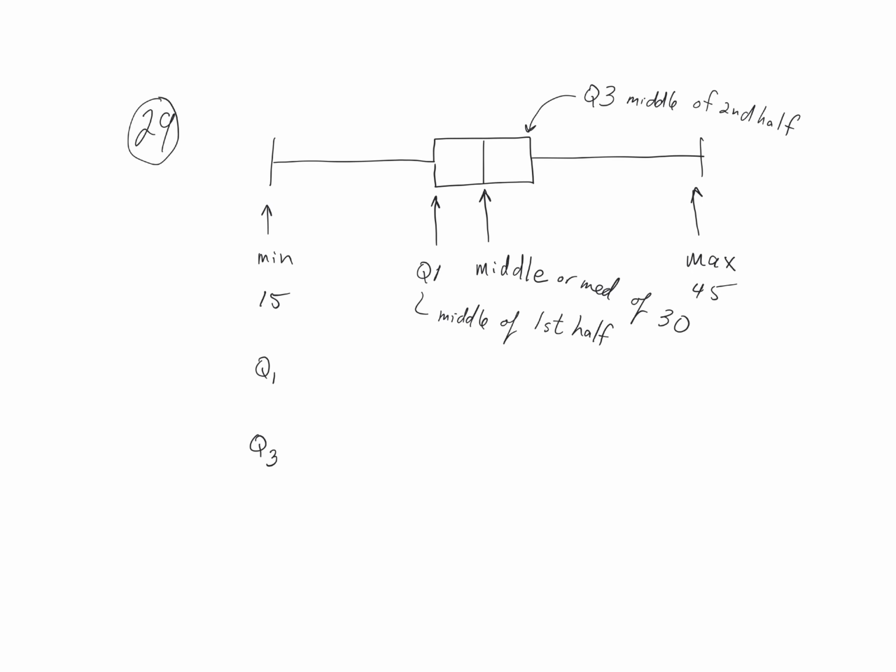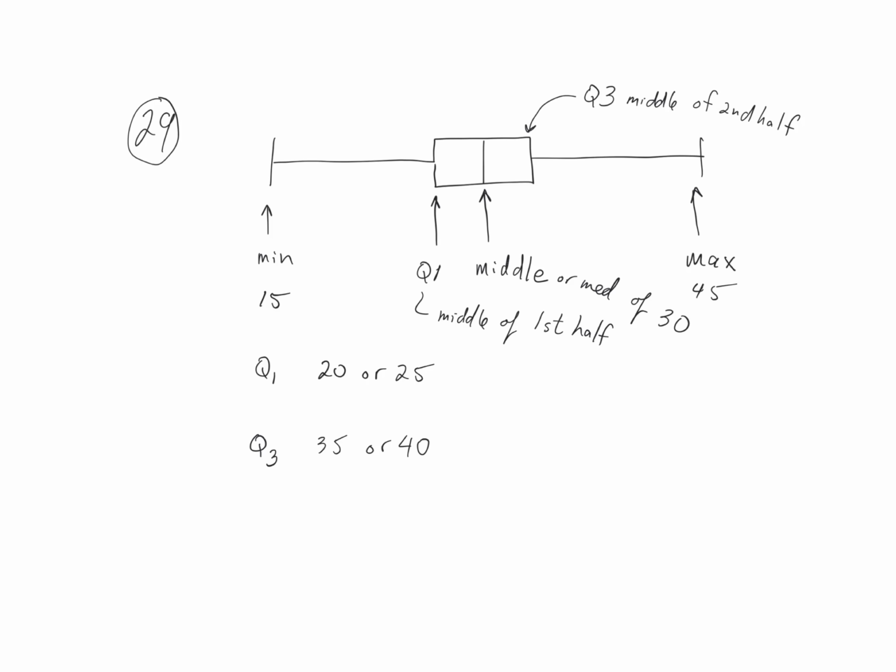Now for Q1, we need to decide, is it going to be 20 or is it going to be 25? Because those are our two options between those three choices, B, C, and D. And then for Q3, we need to choose between 35 and 40. So we need to take a closer look at the data.